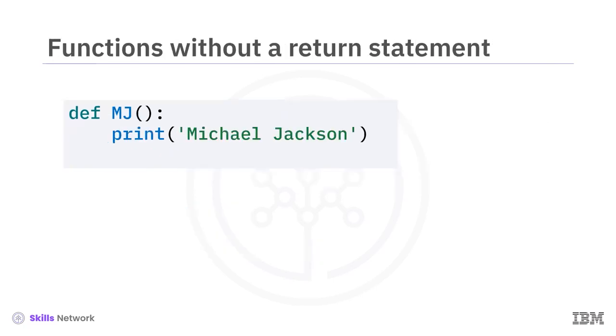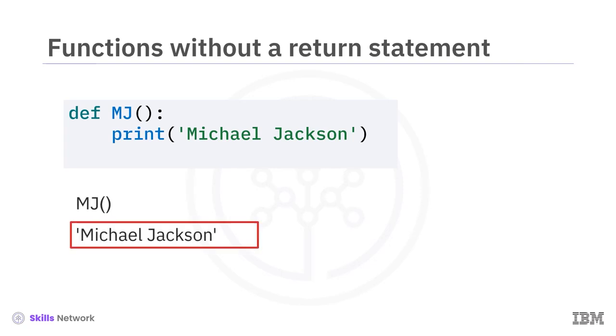In many cases, a function does not have a return statement. In these cases, Python will return the special None object. Practically speaking, if your function has no return statement, you can treat it as if the function returns nothing at all. The function mj simply prints the name Michael Jackson. We call the function. The function prints Michael Jackson.